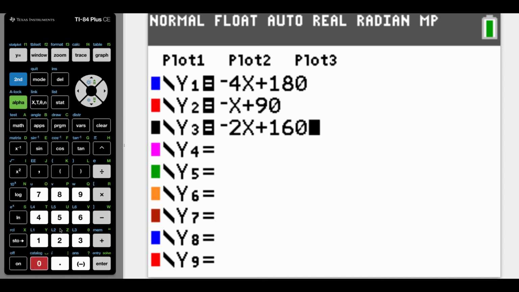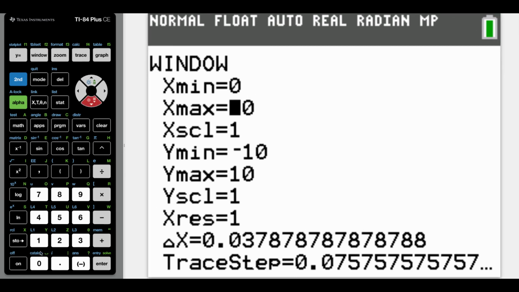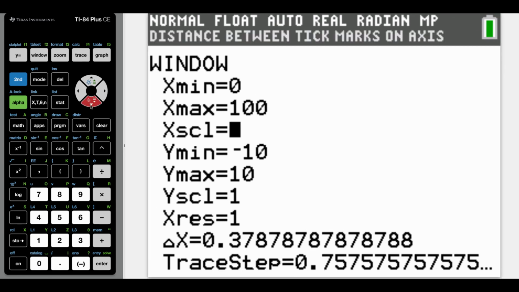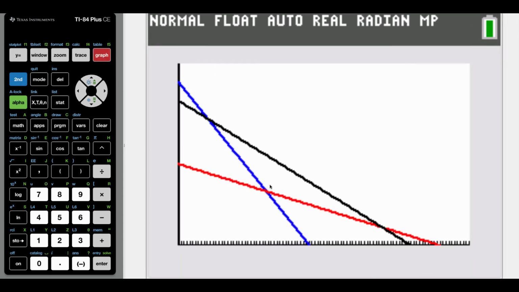Now, we will have to adjust our window. For my x min and x max, I'm going to go 0 to 100. For my y min and y max, I'm going to go 0 to 200, and I'm going to graph this out. So here's our 3 lines that we're dealing with. As far as the overlap, it would be this triangular region in the middle here.